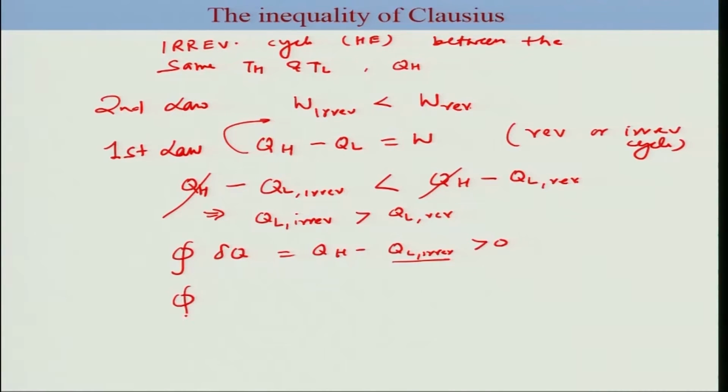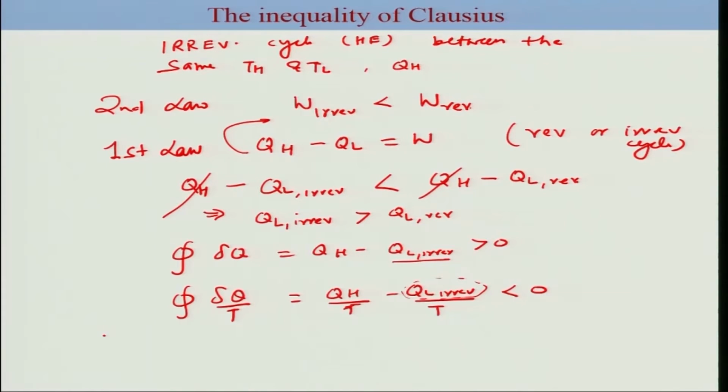And what about your del Q by del T? So del Q by T is going to be your QH by T minus QL irreversible by T. Now considering for the reversible this was 0, and this is more than QL reversible, and considering the negative sign here, this should be less than 0. Okay, so this is the expression which comes out from this analysis.